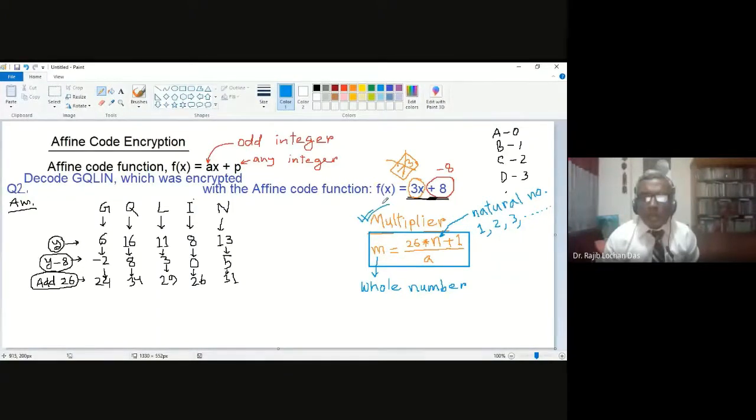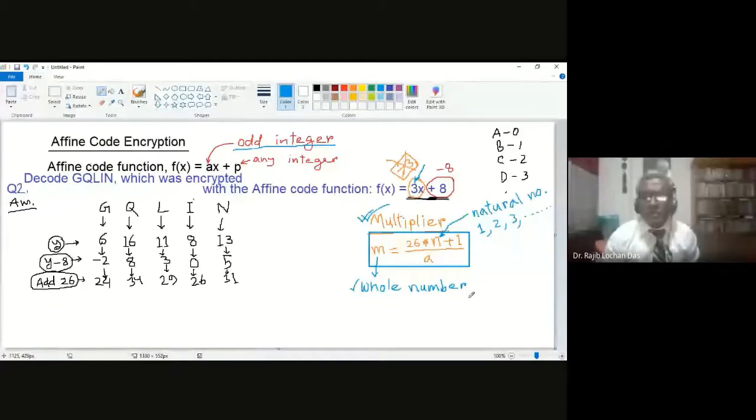So how can I find out the multiplier? I will use this formula. The formula is m equal to (26 times n plus 1) divided by a. Here n is any natural number starting from 1, and a is the number with x, which in this case is 3. After doing this calculation, you check whether the result is a whole number or not.